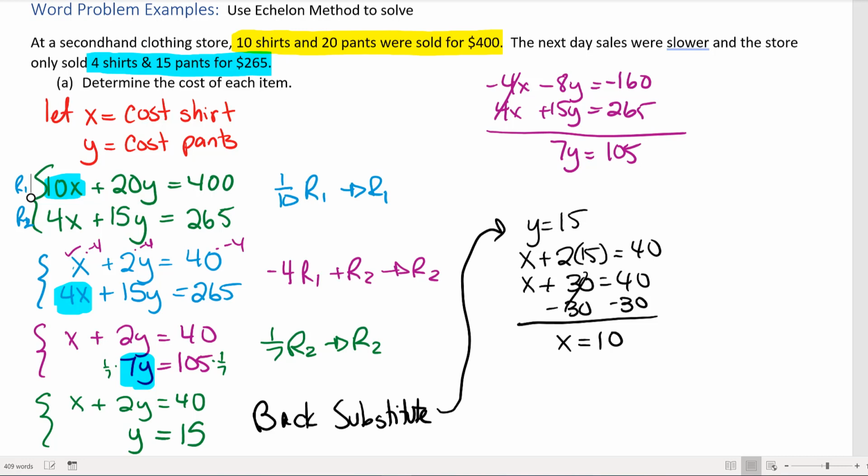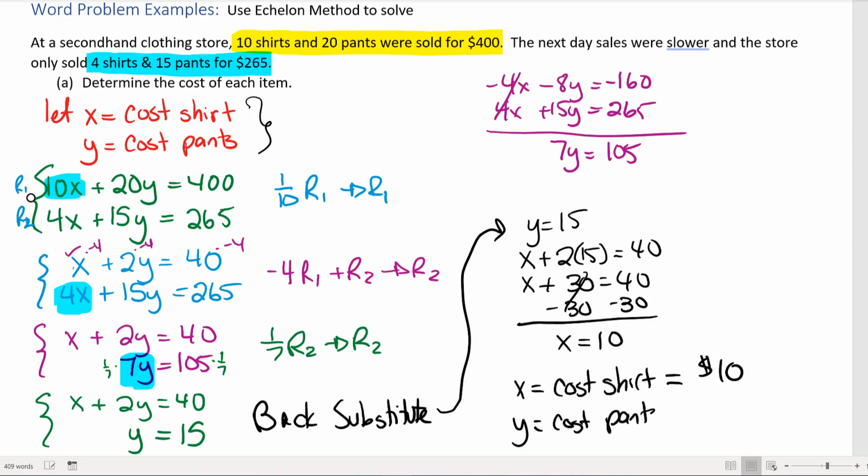So what does this tell me? X was the cost of my shirt. Do you remember that from way back in the beginning when we wrote our variables in red? The cost of the shirt is going to be x, which is $10. So y, which was the cost of my pants, is going to be $15. So that's the cost of each shirt and each pants.